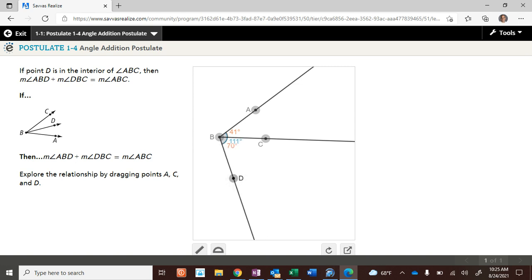Let me slide it a little bit. 41 plus 70 makes 111. We can move this down. 73 plus 38 makes 111. 73 plus 30 makes 103. Okay? Pretty simple. Add up two angles. That's the angle addition postulate.